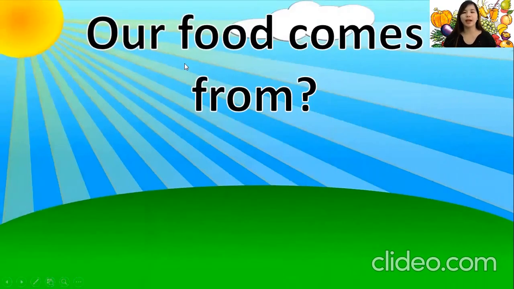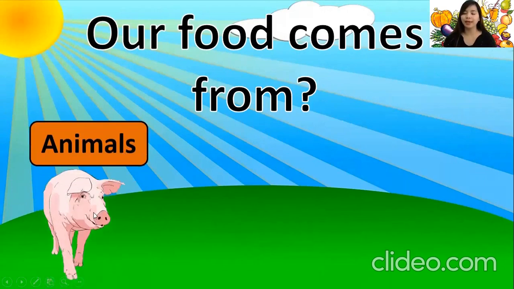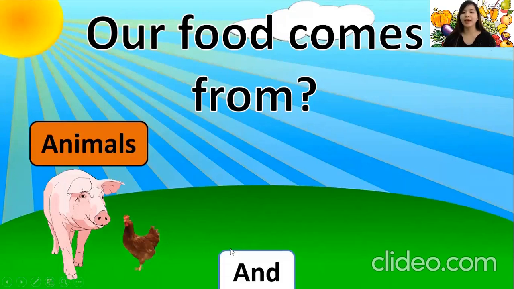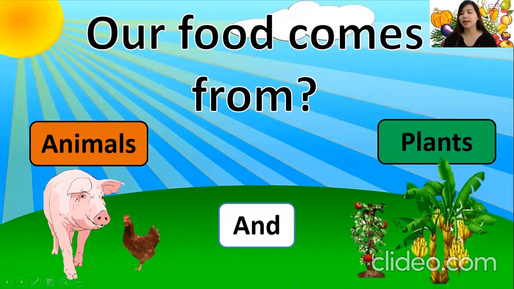Remember, children, our food comes from two groups. The first group is animals, for example, the pig and the hen. And the second group is plants, for example, the tomato plant and the banana tree. These groups are the ones providing food to us, the animals and the plants. If there are no animals and plants, we don't have food.